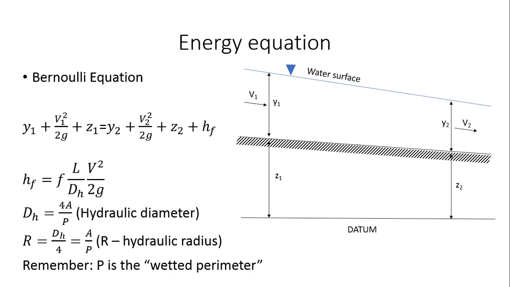Okay, so this is a very simple introduction to the energy equation in the case of open channel flow. And remember, we will use this hydraulic radius, which is simply dH divided by 4, right? And which can be given as A by P, where P is the wetted perimeter.